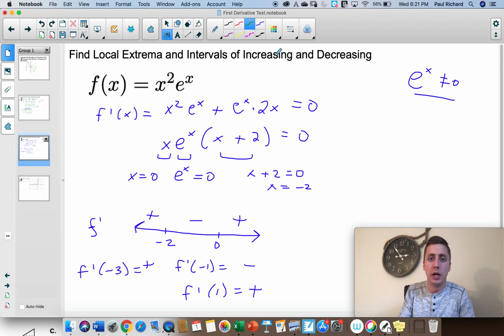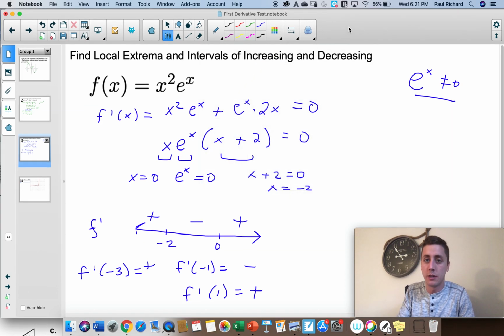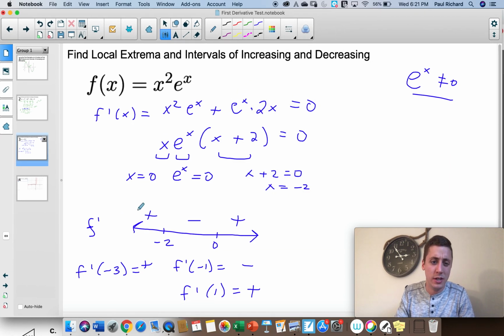I'll grab another color. And to answer the question, we just go label crazy on our sign chart here because that's where all the answers are. We start out by increasing. We start to decrease. And then we finish the curve by increasing again. This is going to be a local max because it goes up and then down. So that's like the top of a hill. And then down up, that's going to be a local min just because of the shape of the curve.